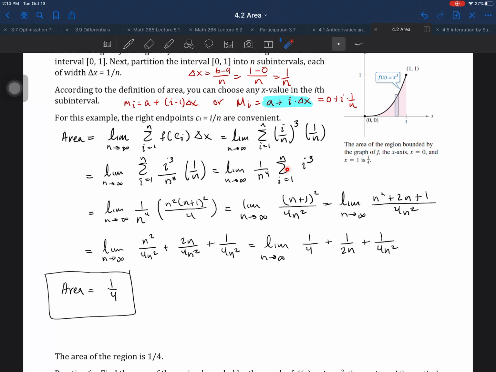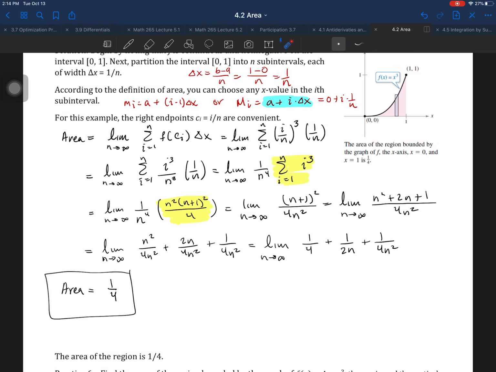The summation of i cubed has a special formula: n squared times n plus 1 squared over 4. You can look that up above. And so that whole summation, I'm sorry, let me use a different color. This whole summation is this summation right there, from the formulas above. And then we're just going to multiply it by the 1 over n to the fourth. Our goal now is to simplify this.